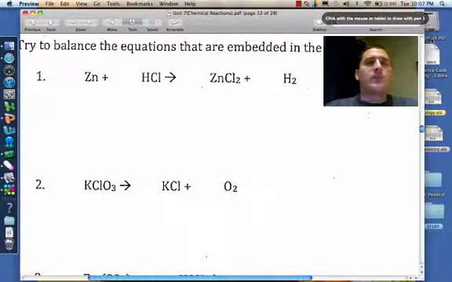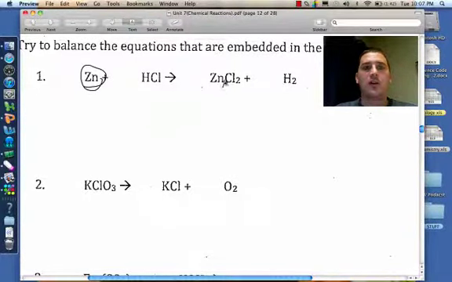Now, when we're balancing equations, we got to remember what's called the law of conservation of mass. So whatever we put in, we have to get the same amount out. So let's look at this first equation that we have, okay? We're going to have one zinc going in, and we're going to have one zinc coming out. So that one is already balanced out, that specific element.